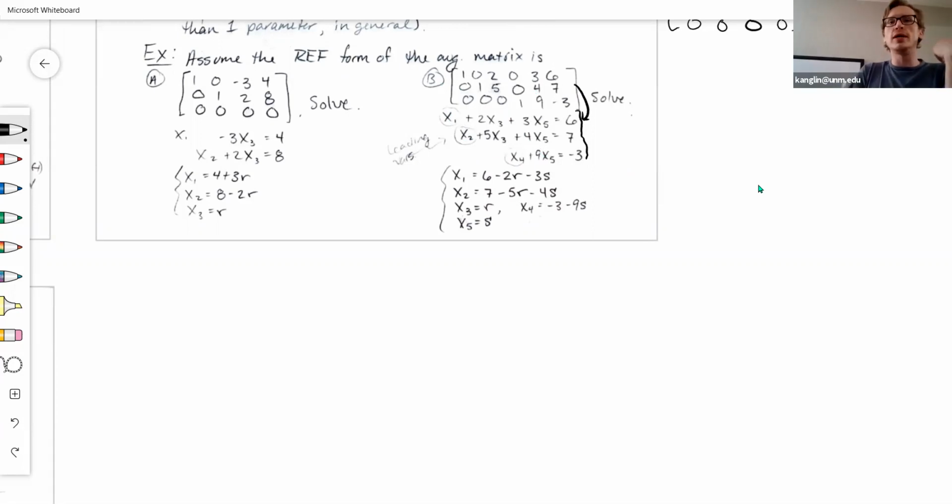So all I want to do is let x3, that's a free variable, be my r, and let x5, that's another free variable, so it should be called a parameter, but we don't want to use the same r. Let's use some other letter. I'll use s.